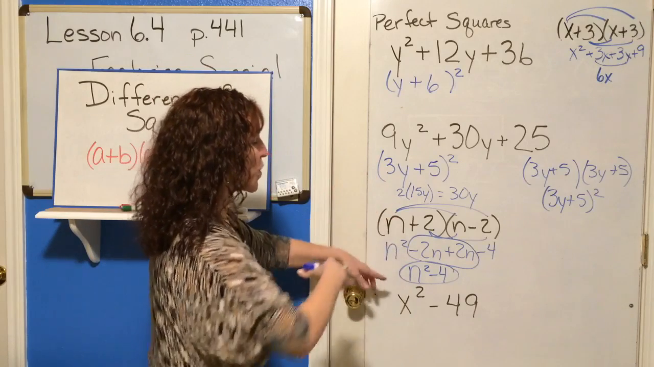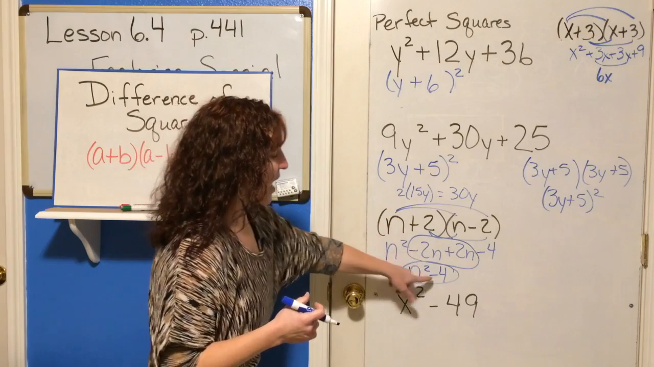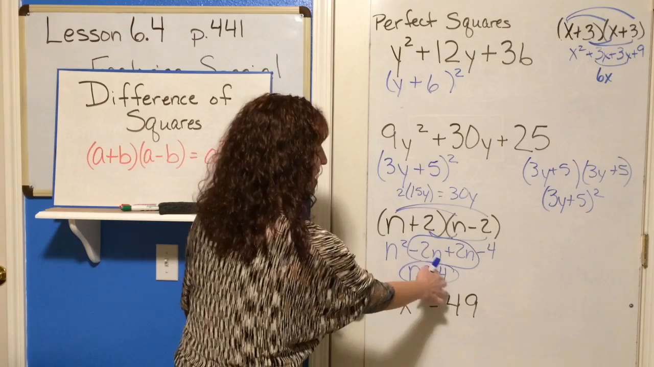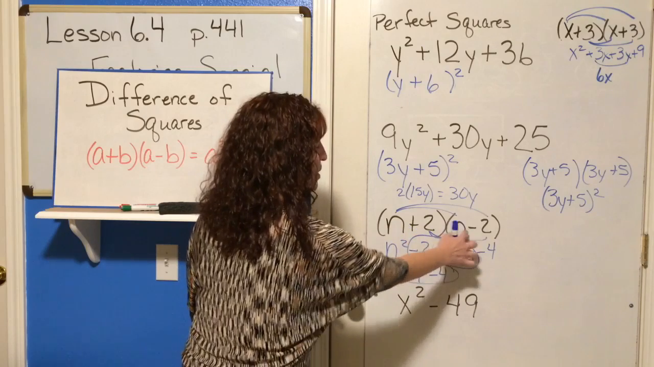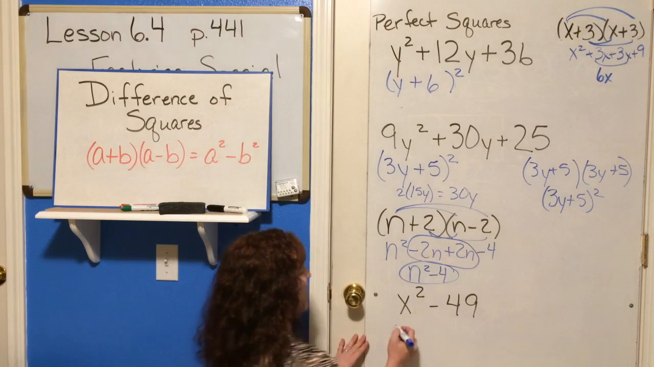Now, if we go backwards, we can see, oh, well, n squared is n times n, and the square root of 4 is 2. So to get those middle terms, you're going to have plus 2 and minus 2. So let's do it with this one. Same type of thing.